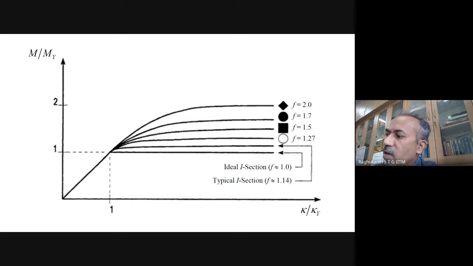Say for the I sections, ideal is 1, then the I section is 1.14, and for this type of thing it is basically 2. It's almost double. For rectangular cross sections it is 1.5, circular it is 1.7, hollow 1.27. All of these are available in our steel tables, and you can easily calculate them analytically also.